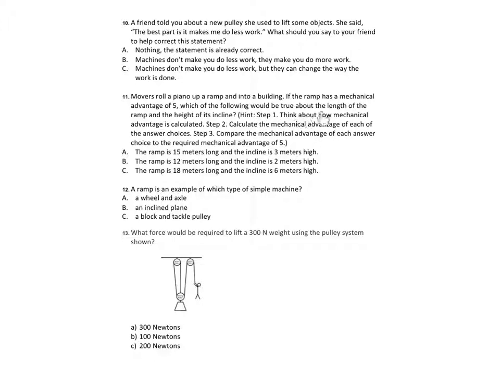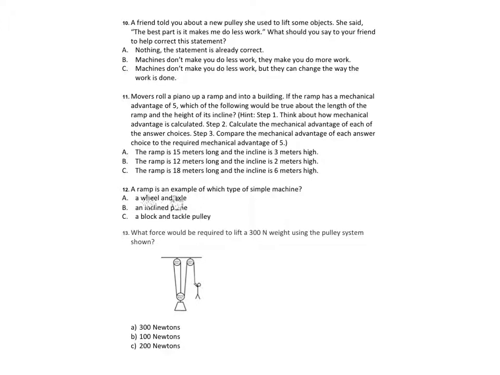Hint, step 1, think about how mechanical advantage is calculated. Step 2, calculate the mechanical advantage of each of the answer choices. Step 3, compare the mechanical advantage of each answer choice to the required mechanical advantage of 5. A, the ramp is 15 meters long and the incline is 3 meters high. B, the ramp is 12 meters long and the incline is 2 meters high. C, the ramp is 18 meters long and the incline is 6 meters high.